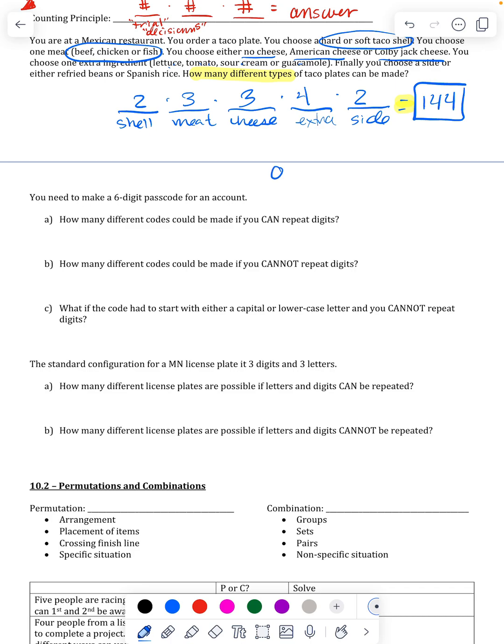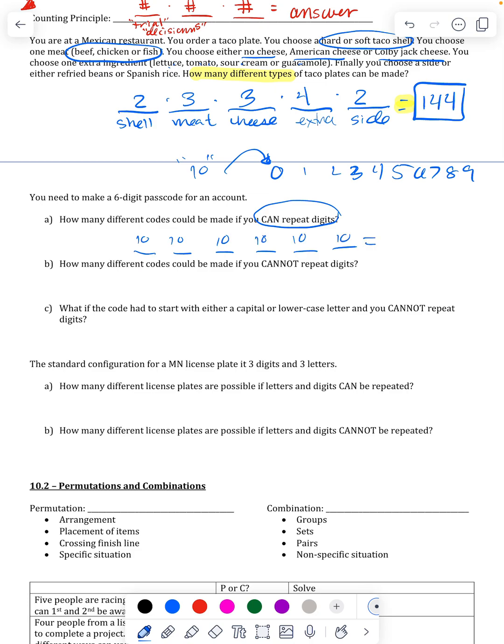So 0 is a digit, and then 1, 2, 3, 4, 5, 6, 7, 8, 9. Now, that actually means there are 10 of them because we're including 0. So if I have a 6-digit code, and I can repeat digits, I actually have 10 choices for a digit in each of these spots.